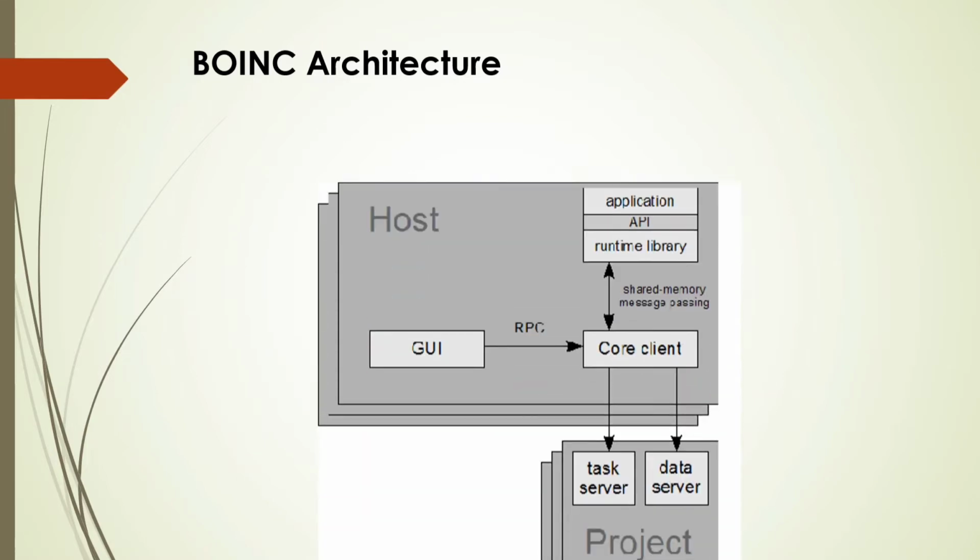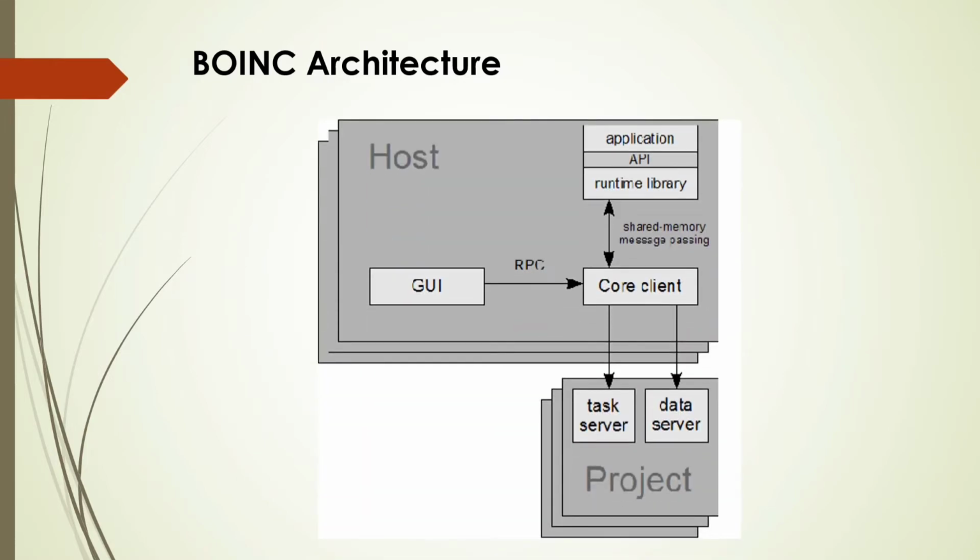Next is BOINC architecture. In the BOINC architecture, the client and server components are there, and also the GUI and runtime library, application API, and core client. These are the components present in the BOINC architecture. The BOINC clients run project applications. The applications are linked with the runtime system, whose functions include process control, checkpoint control, and graphics. The client performs CPU scheduling implemented on top of the local operating system scheduler at the OS level.